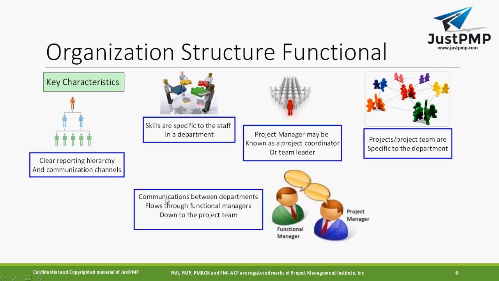The communication between the departments flows through the functional manager down to the project team. This is very important in the functional organization. Anything that you want to communicate to the project team, who are involved from a particular department, like finance, flows from the functional manager. You can't directly send the communication and let the project team do it. It flows through the functional manager. So this is very important.